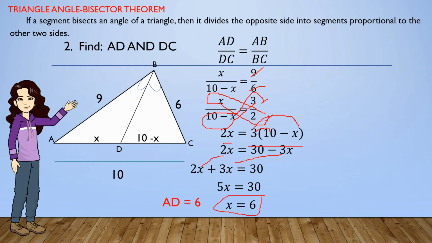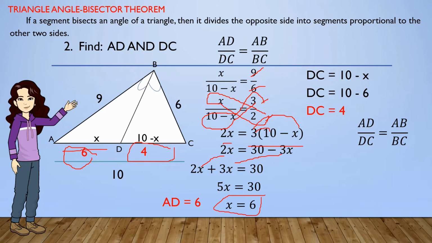If X is 6, it means segment AD is 6. Then since we have segment AD, we can now get segment DC. Just subtract. DC is equal to 10 minus X. Since X is 6, 10 minus 6 is 4. So our DC is 4. Our answer is 6 and 4.